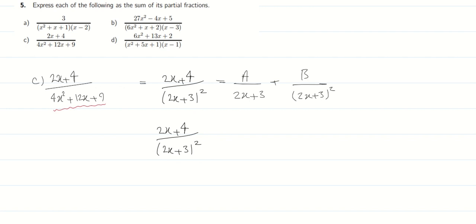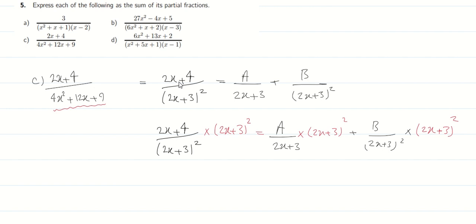So we have the left-hand side term here, and it just needs to be multiplied by 2x plus 3 squared. And the same thing needs to be done on all the other terms on the right-hand side. So it would be a over 2x plus 3 that needs to be multiplied again by the same value. And on the last term, we have b over 2x plus 3 squared that needs to be multiplied again by the same common denominator.